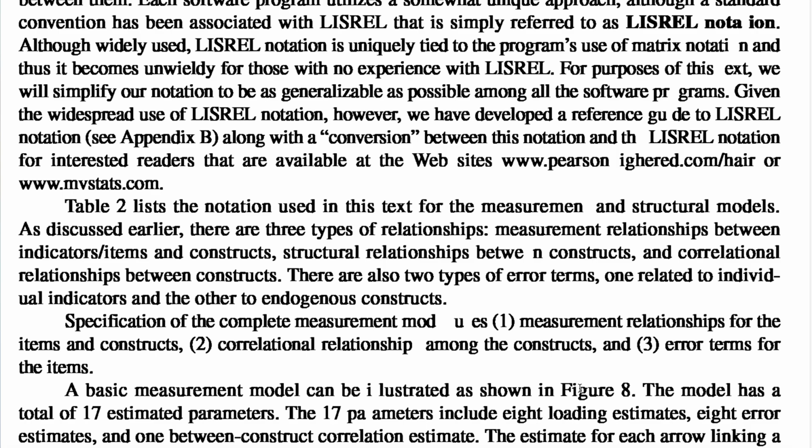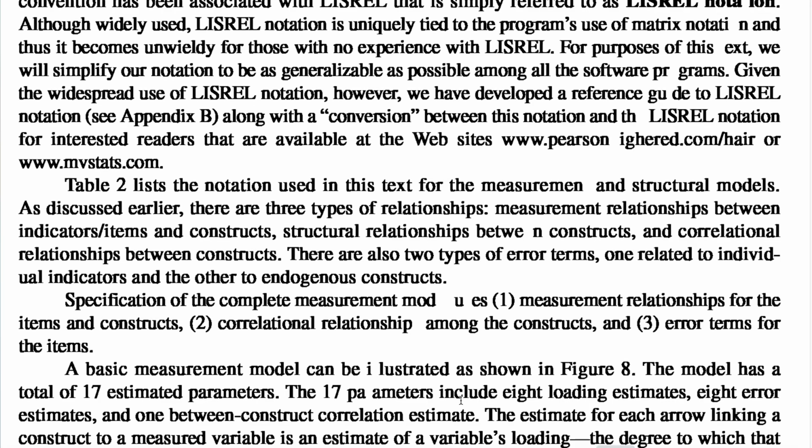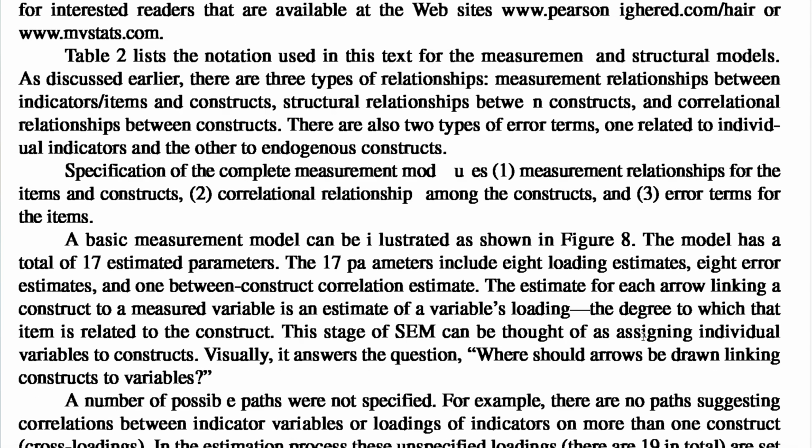As discussed earlier, there are three types of relationships: measurement relationships between indicator items and constructs, structural relationships between the constructs, and correlational relationships between constructs. There are also two types of error terms, one related to individual indicators and the other to endogenous constructs. Specification of the complete measurement model: measurement relationships for the items and constructs, correlation relationships among the constructs, and error terms for the items.